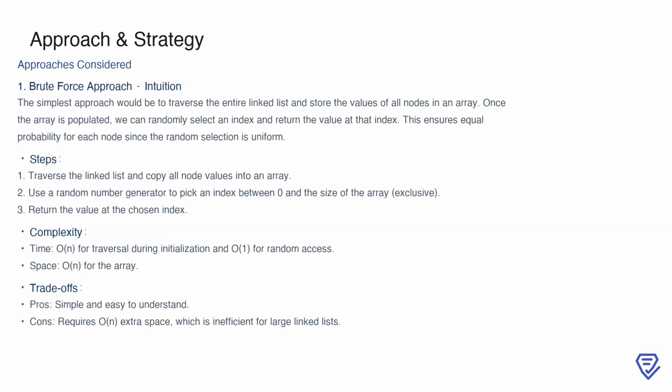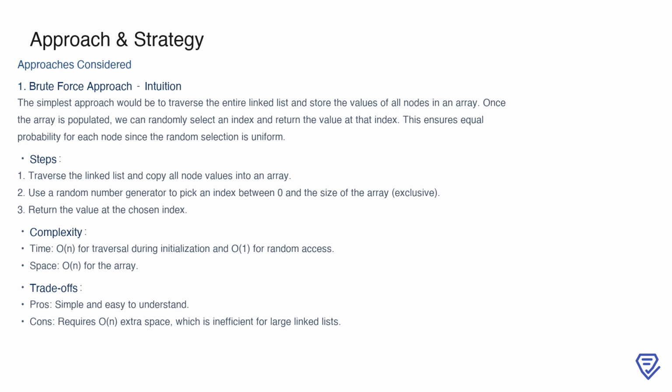To tackle the problem of selecting a random node from a linked list, one initial approach we could consider is the brute force method. The intuition behind this approach is straightforward. We traverse the entire linked list and store the values of all the nodes in an array. Once we have the array, we can use a random number generator to pick an index within the range of the array size. By returning the value at that index, we ensure that each node has an equal probability of being selected, thanks to the uniform randomness of the selection process.